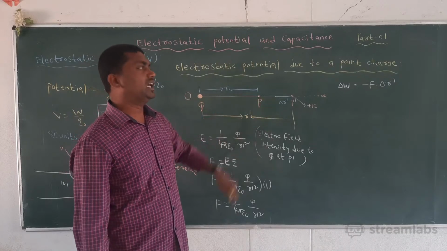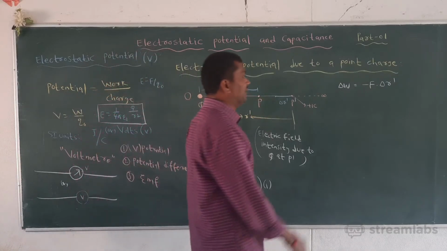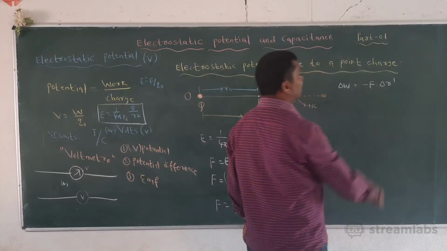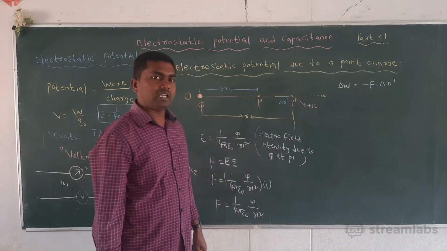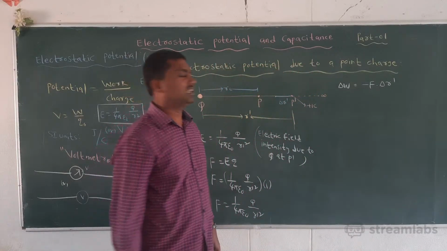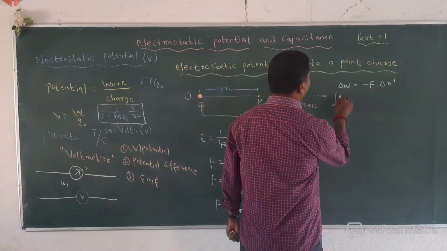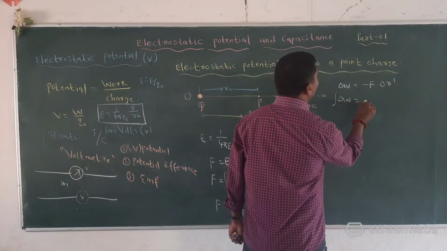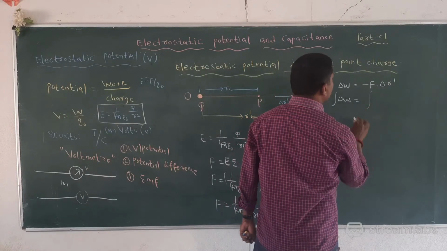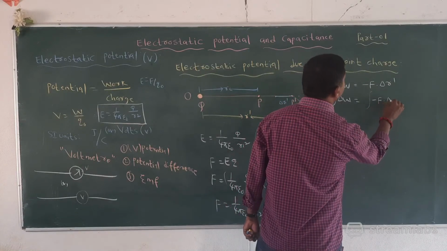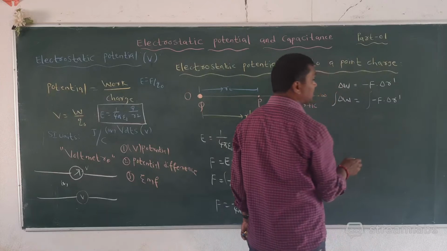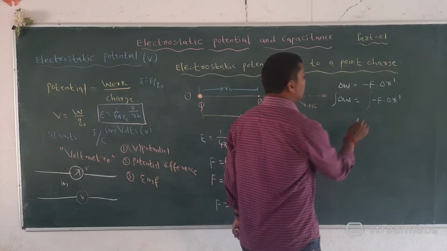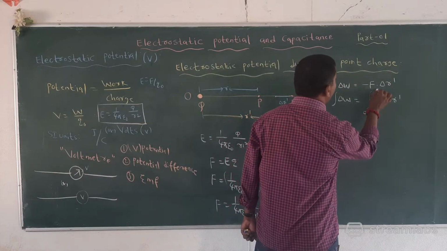So it can represent the negative one. So delta W is equal to minus F dot delta R dash. Now we can apply the integration. So integration of delta W is equal to integration of minus F dot delta R dash. We can take the unit positive test charge from infinity distance to R distance.